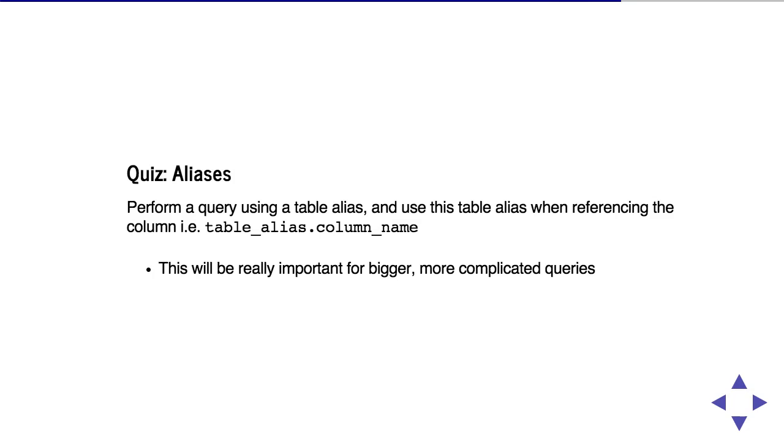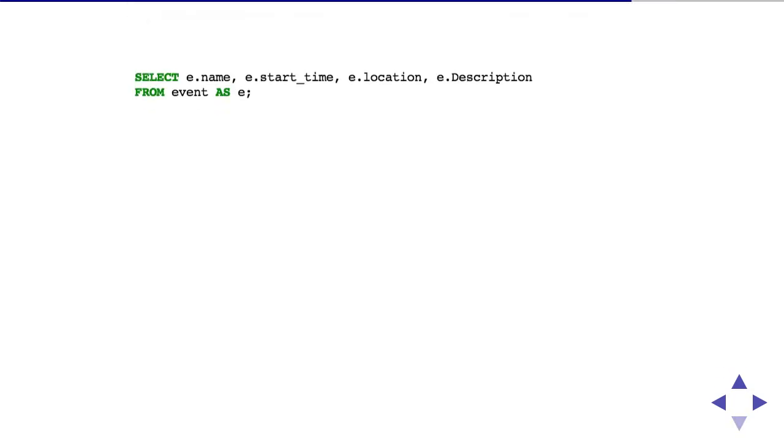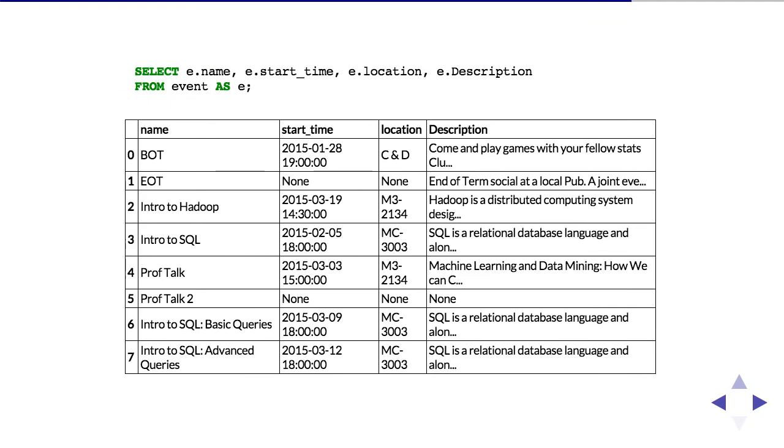So I'd specify what I wanted to do with this. Okay, go on. As I say, select e.name, where I had before. For event, I renamed the table as E. So we have select e.name, e.start time, and description, location.